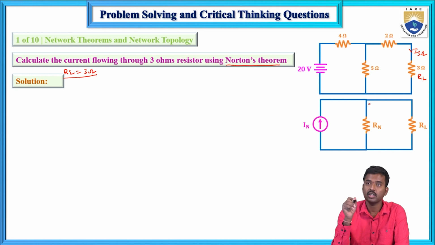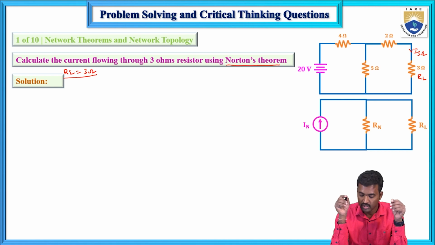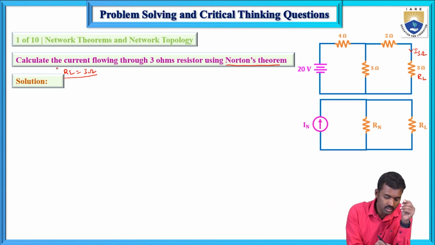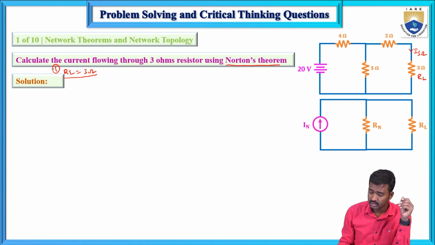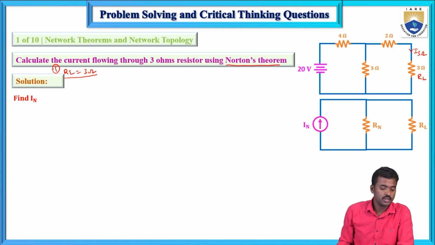So step 1 in Norton's theorem is to determine the load resistance, that is RL. The second step is to convert into Norton's equivalent circuit, that is a current source in parallel with a resistance, and reconnect the load resistance. Next, the second step is to find out IN. The RL value is the 3 ohms load resistance.